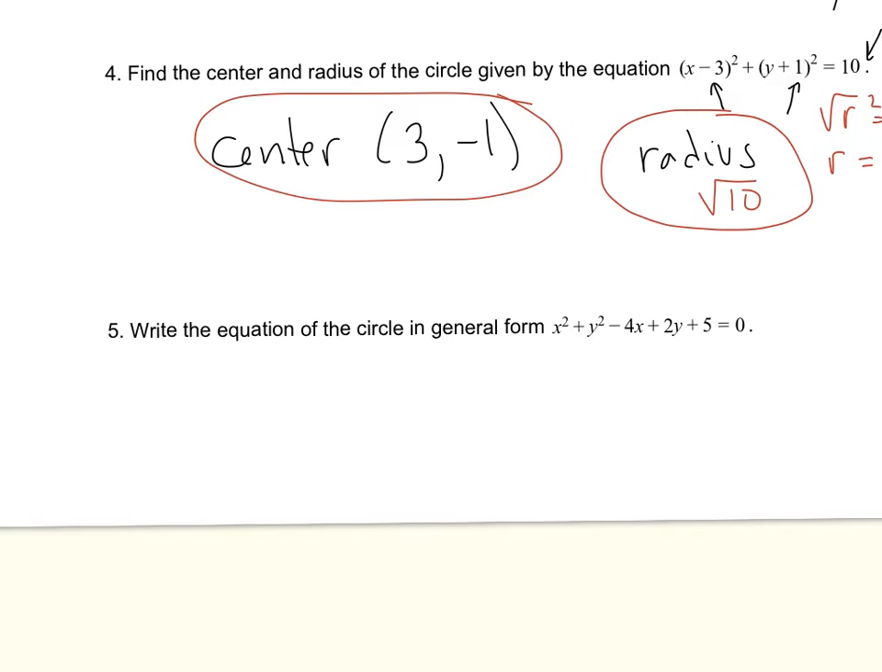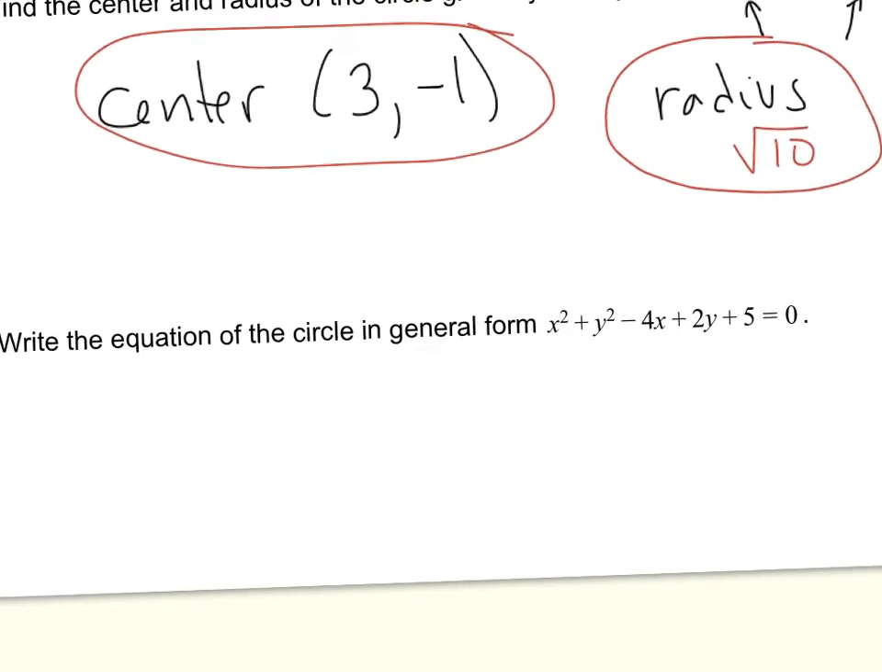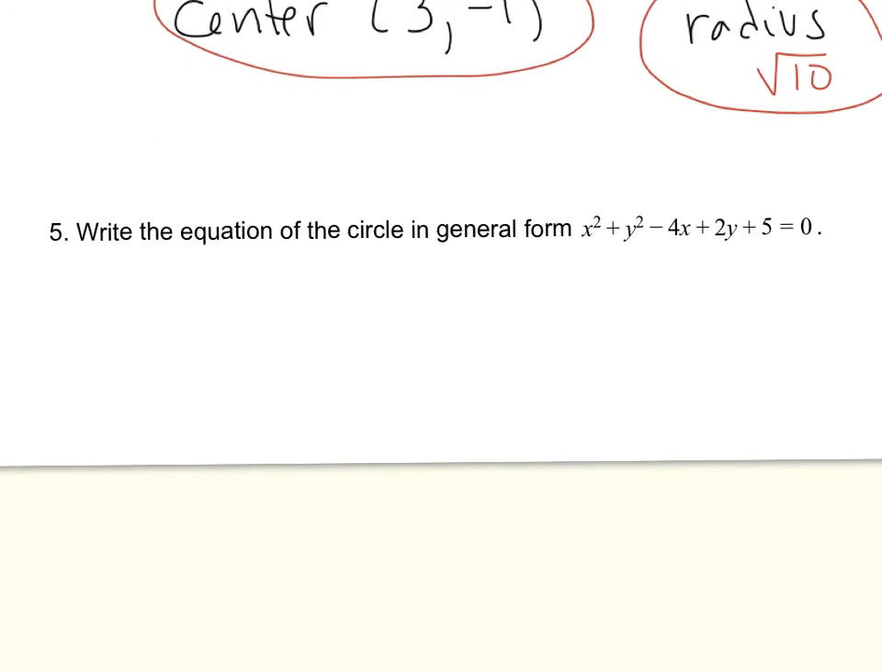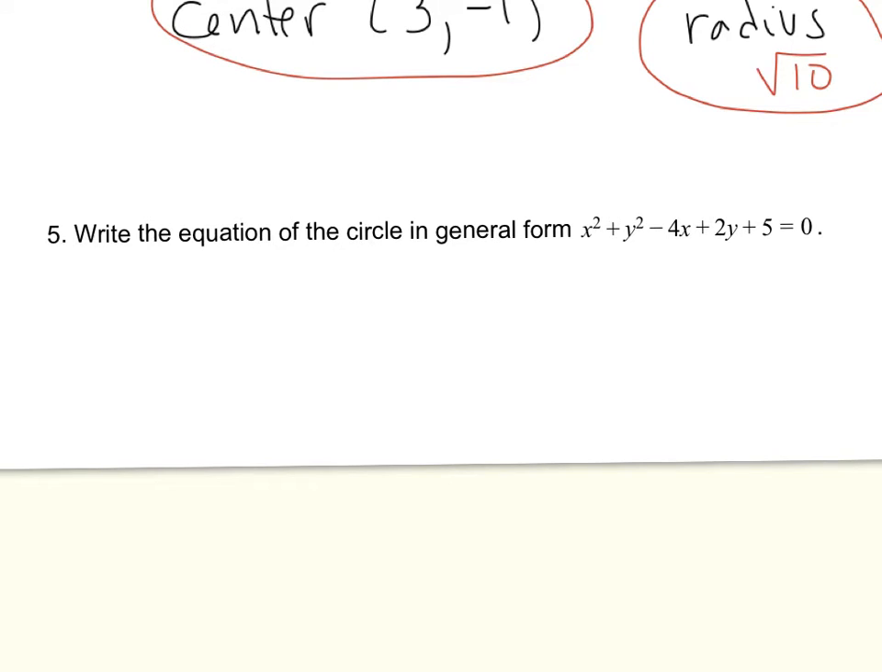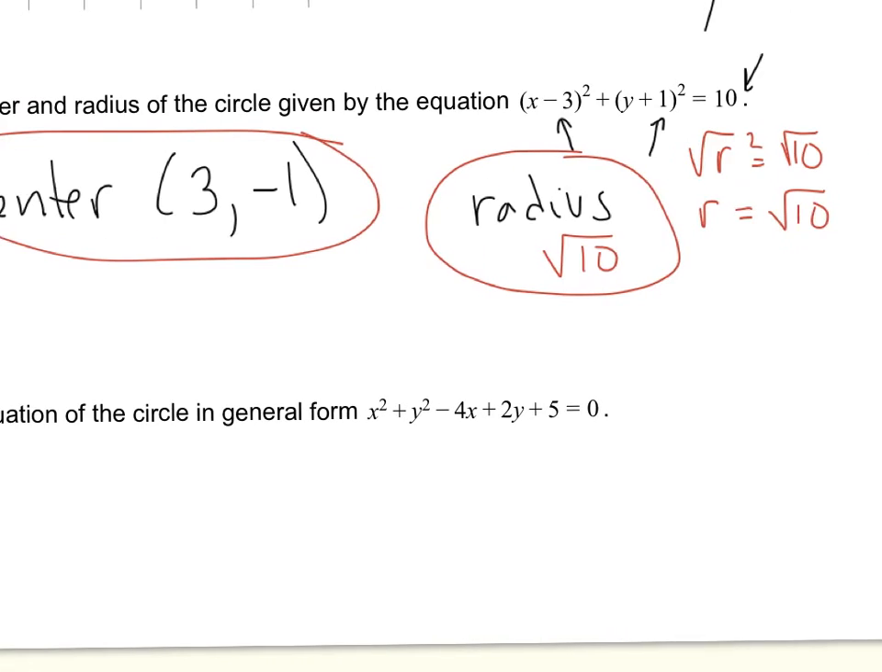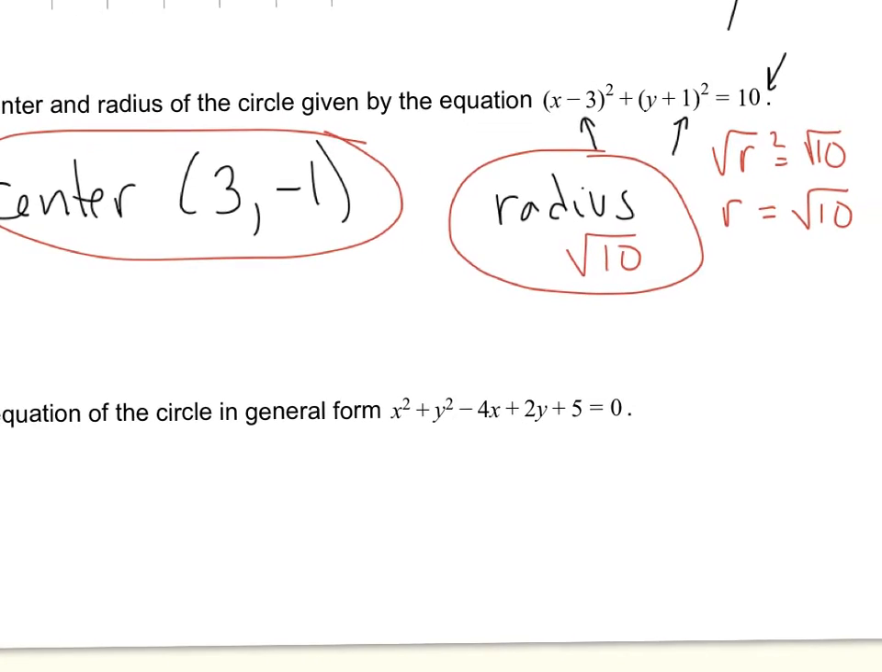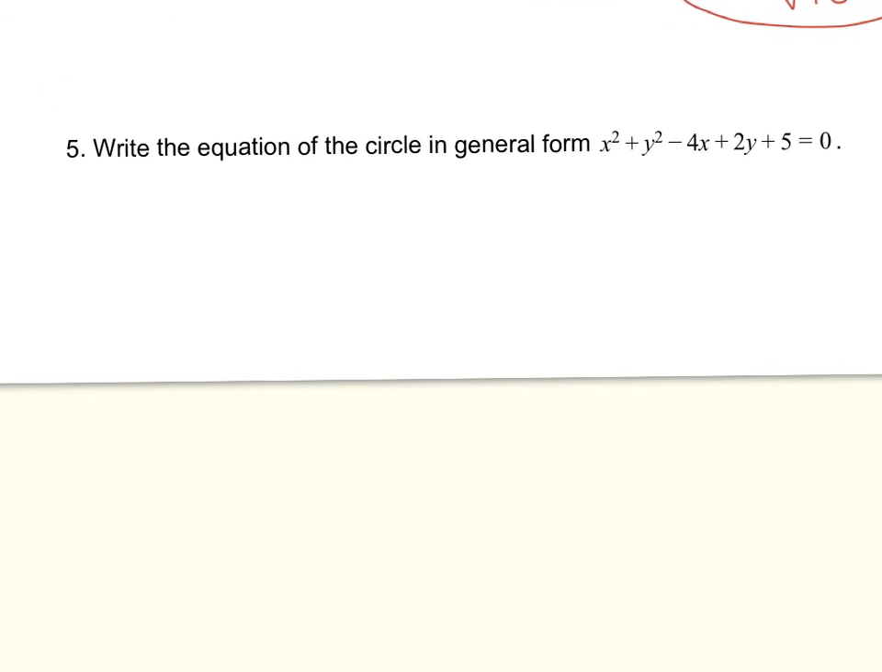Okay, number 5 is definitely probably the hardest problem on this review as of yet. So let's write the equation of the circle in general form. We want to write it in standard form. This is in general form. So we want to write it where we can pick out the center and radius, where it looks similar to what this equation looked like up here. This one obviously does not look like that. So we do this by using that process called complete the square.